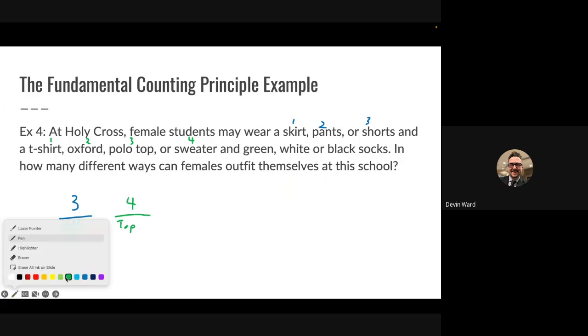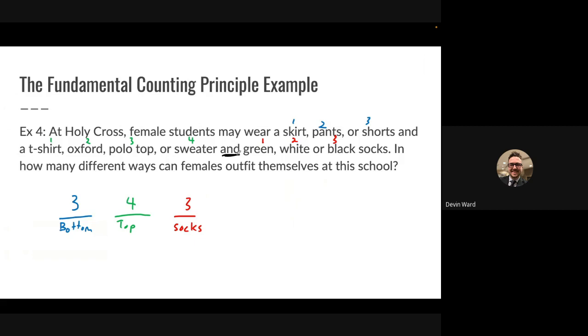Okay. And then for their socks, they can have green, white, or black socks. So if we look at socks, there are 3 different options for socks. And now, because it's all "and", we're going to multiply together to see how many different ways they can outfit themselves. So if we take 3 times 4 times 3, that would give us 36.